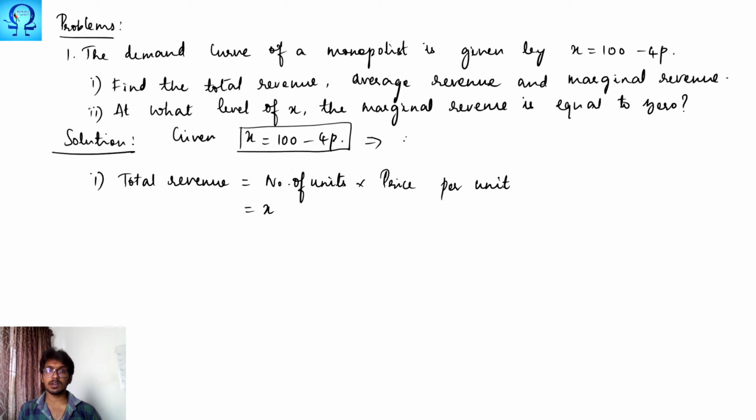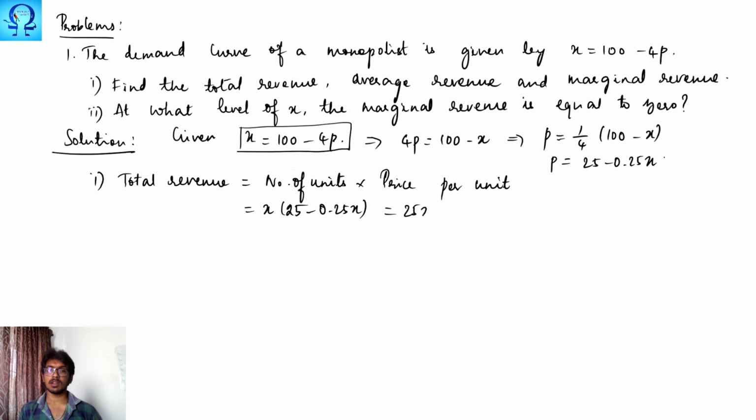So from this, what shall we write? 4p is 100 minus x. Therefore, p is 1 upon 4, 100 minus x. This is nothing but 25 minus 0.25x. Okay, so this is your price, and when you multiply it by x, it is going to be 25x minus 0.25x squared. This is your total revenue based on the number of units that you produce. You can substitute the value of x and you get your revenue.